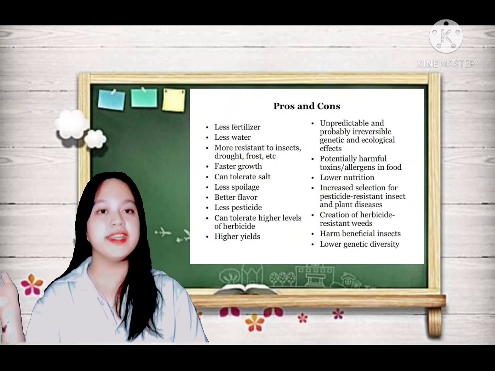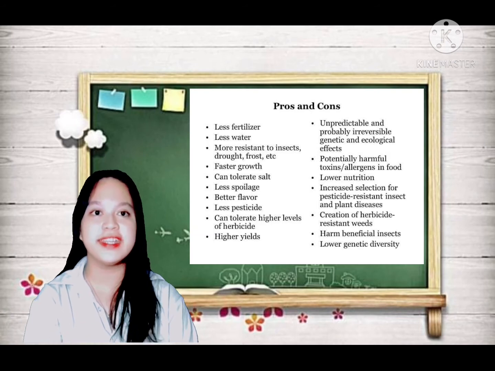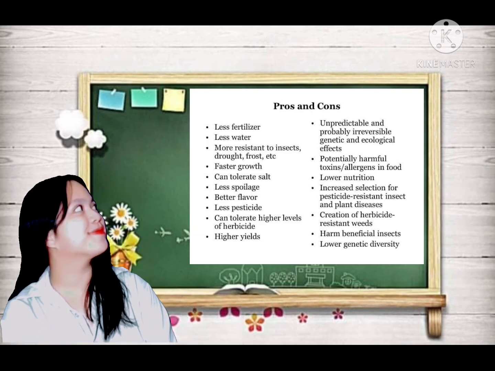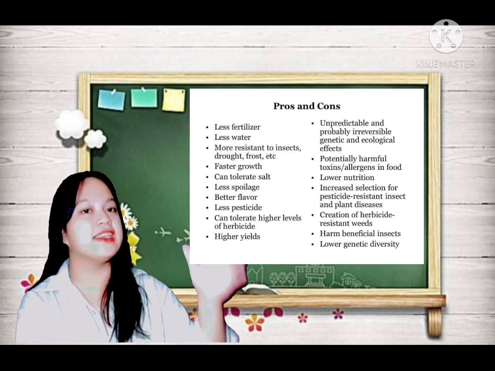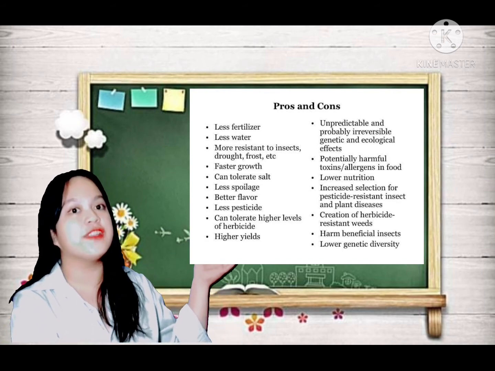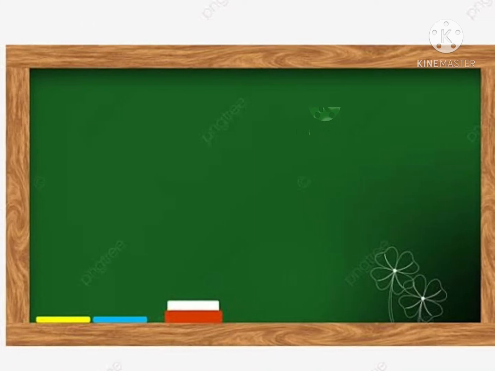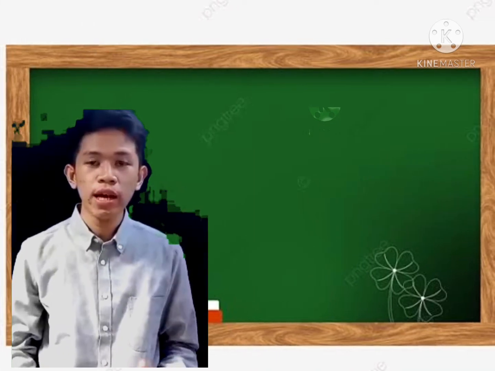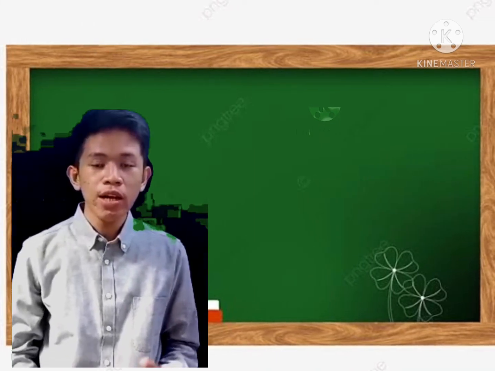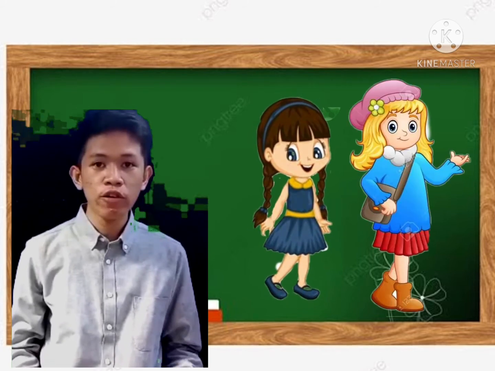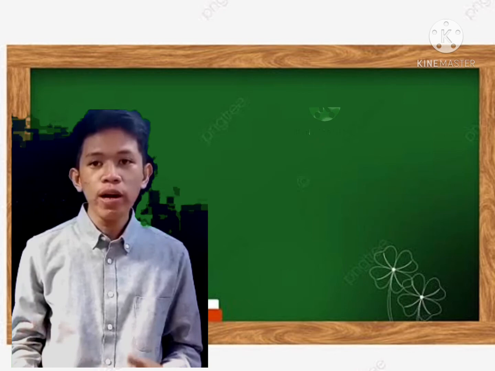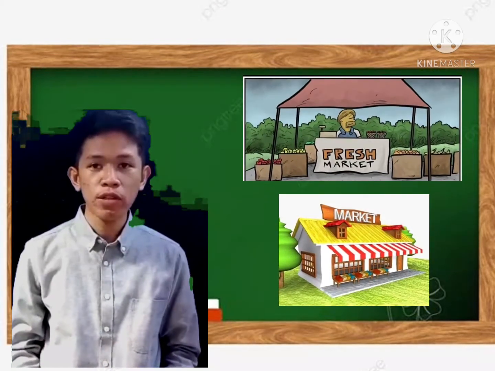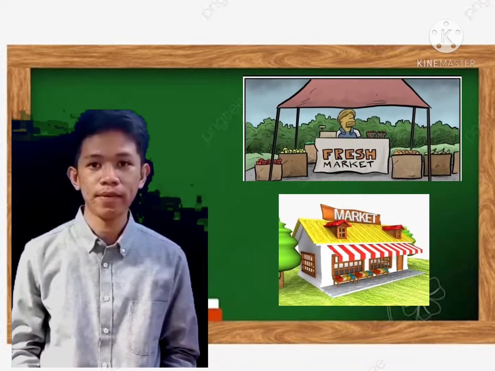Let's look at the screen. So what do you see on the screen? Very good. So on the screen are the pros and cons of the GMO. Now let's go back to the story that I told you earlier. Accordingly, Anne and Rose are confused about which stall of apples they are going to buy. If you are Anne and Rose, which stall of apples will you buy?